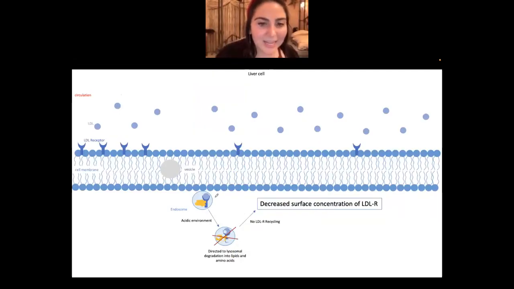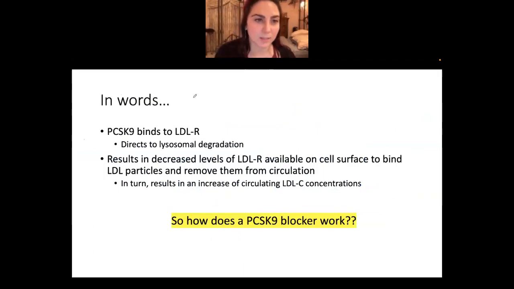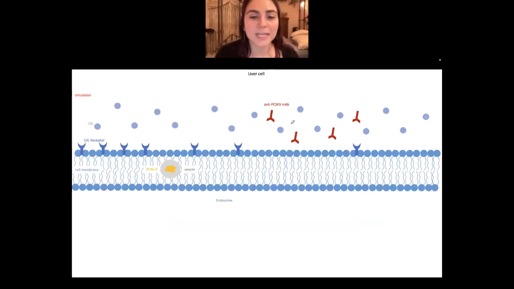PCSK9 is like, no, we're not going to let you get recycled. So it's basically like tagging an LDL receptor to get destroyed. So normally PCSK9 decreases surface concentration of your LDL receptors. Okay, so that's what it does normally. So how does a PCSK9 blocker work? It's an antibody. It's a monoclonal antibody, and it's specifically trying to block PCSK9.